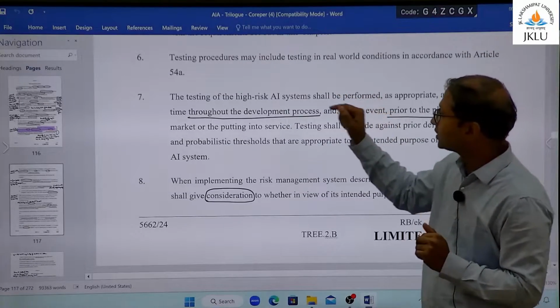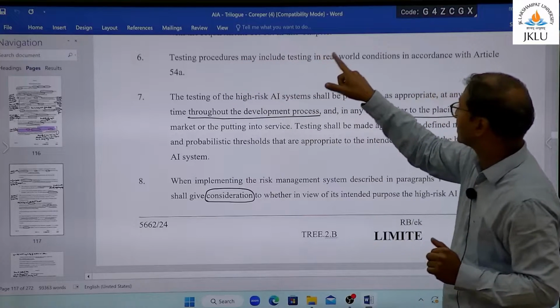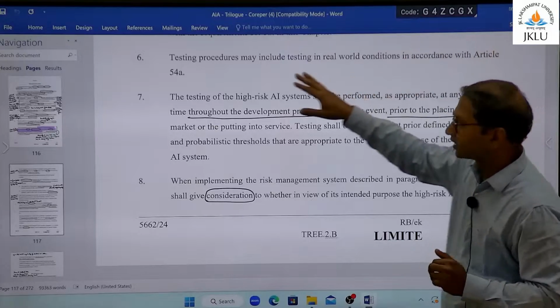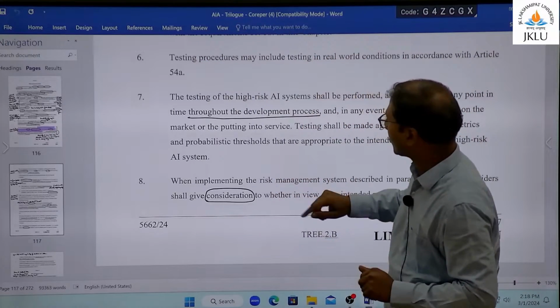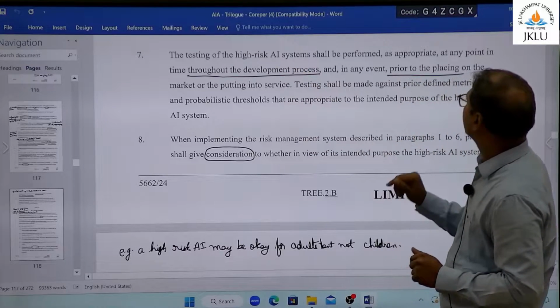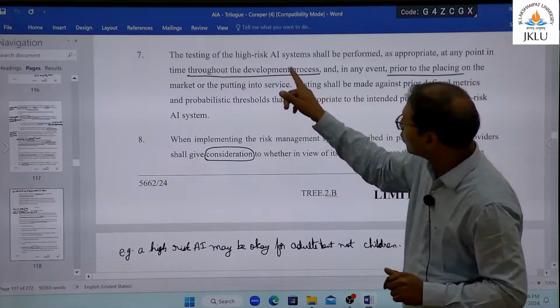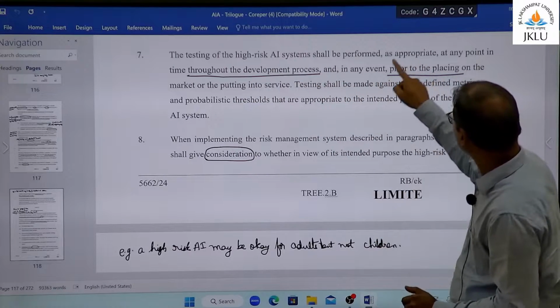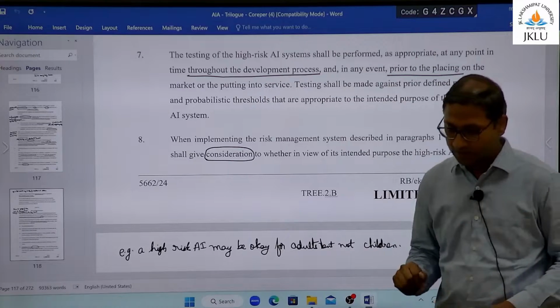Now they talk about it. So testing procedures may include testing in real world conditions. This they define in accordance with Article 54A. We don't go there. Testing of high risk AI system shall be performed at any point throughout the development process, but prior to the placing on the market. So this is important.